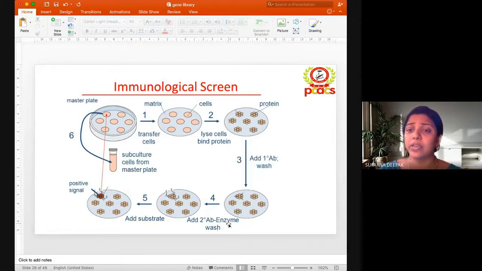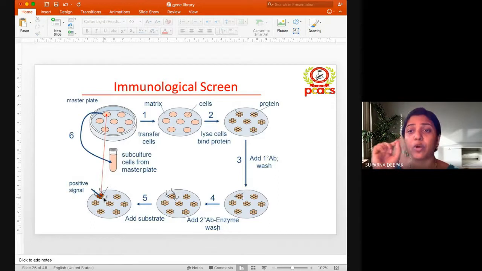Secondary antibodies are those antibodies which are specific to your primary antibodies. So they will go and bind to your primary antibodies, and these secondary antibodies are going to be enzyme labeled. Okay, so this is a technique very similar to your ELISA. When you add the substrate, these substrates are chromogenic substrates, that means they will produce color. Some color is going to be there, and that color production is going to be considered your positive signal.